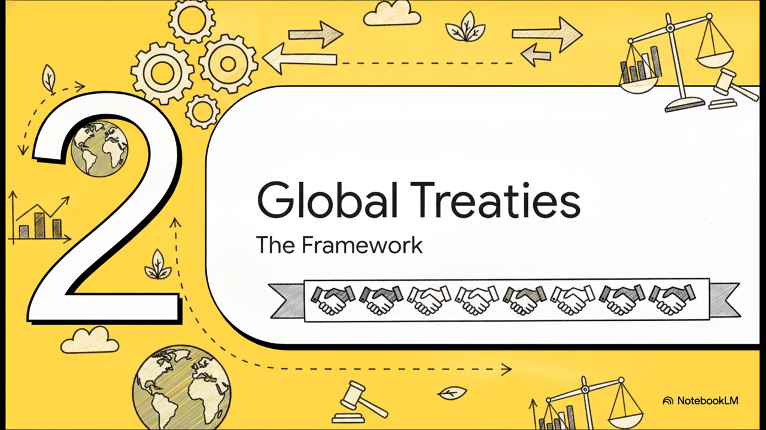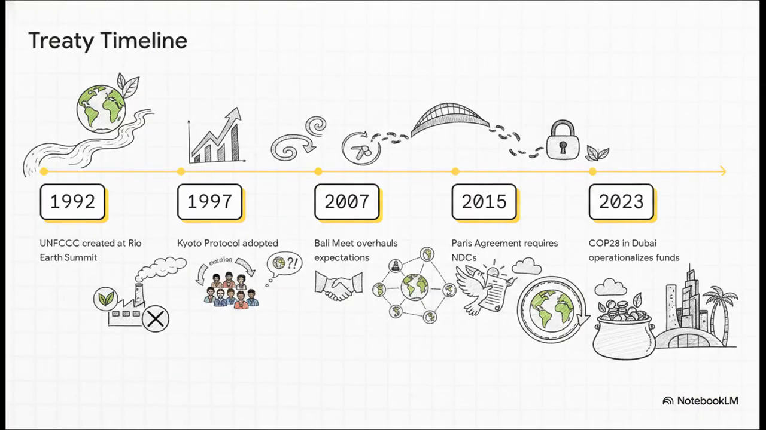Section 2. Decades of Global Treaties, the Framework. This is where all that science we just measured actually gets turned into international law. Looking back over the last 30 years, the whole thing really kicked off in 1992 at the Rio Earth Summit, which created the UNFCCC, the foundational UN Treaty on Climate Change.